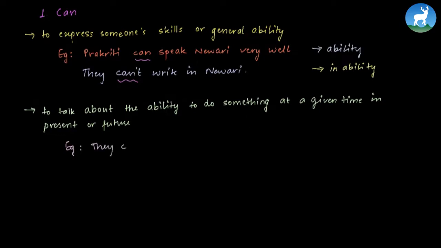Let's go through some examples. They can run, but they can't hide. So here we are expressing both ability and inability, and we are talking about something at a given time in present or future. They can run right now, but they can't hide once they run. Let's take another example. I can't breathe. It's in the present time, and it's a negative expression. I can't breathe. It's inability.